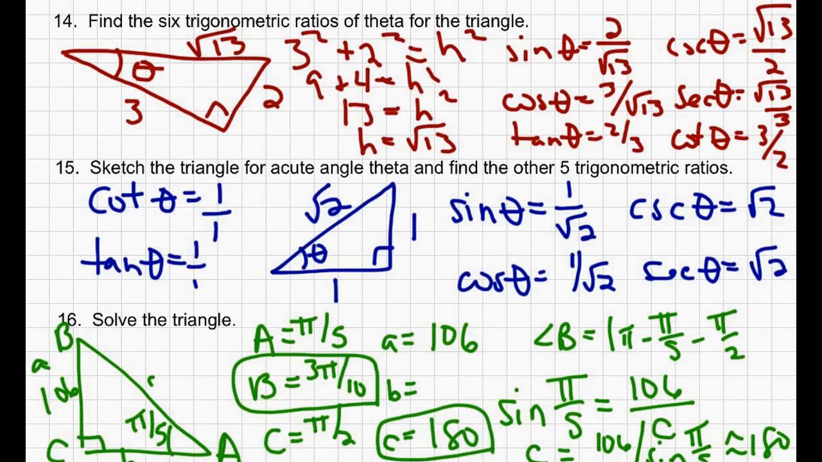Last, I want to find side B. You can use a trig function to find side B, or you can use the Pythagorean theorem since it's a right triangle. So you can do a squared plus b squared is equal to c squared, and solve for b. So 180 squared minus 106 squared, and then square root that, and you find out that b is approximately 145. The remainder of this review will be on the next video.